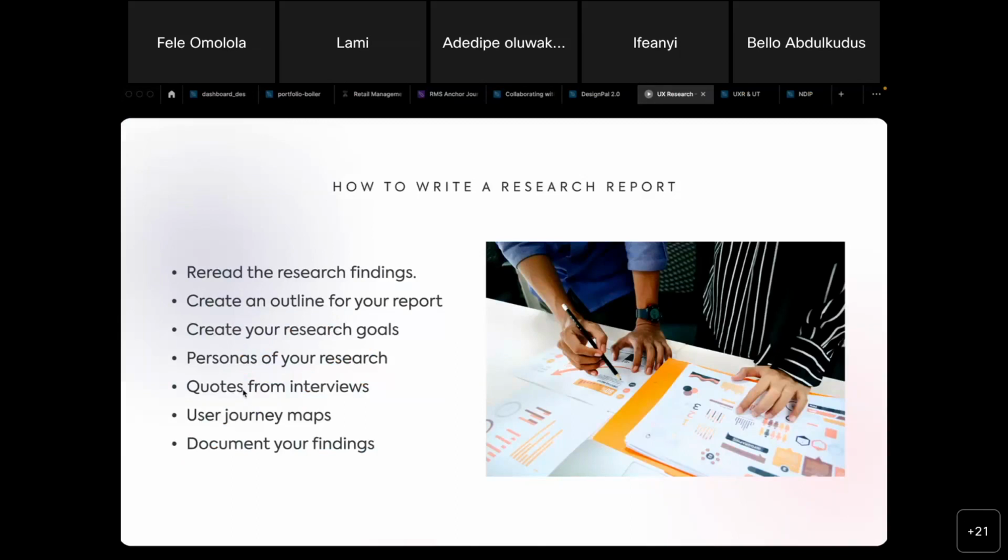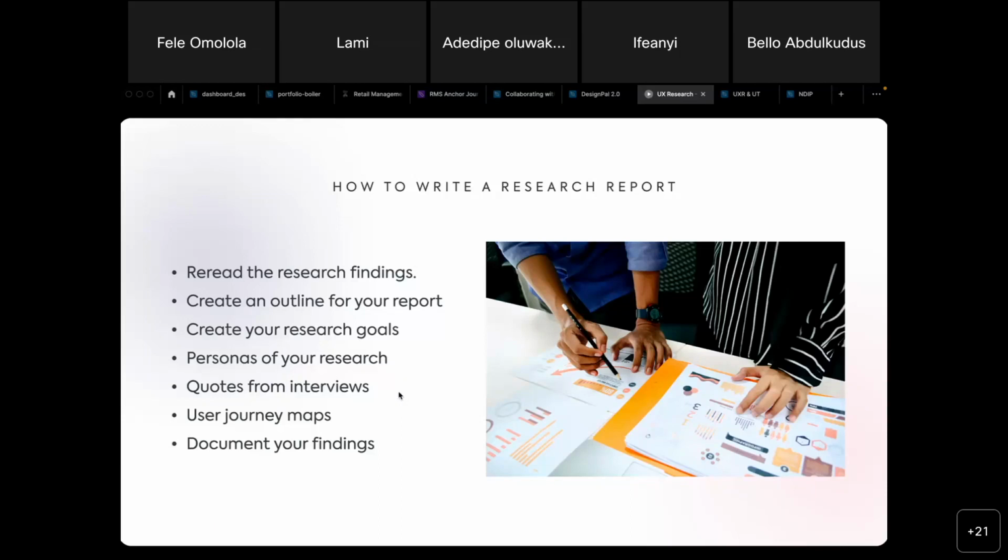So the next one is personas, right? Personas of your research. It's you giving the relevant information about your participants, like the psychological information, the demographic, the biography, the age, the gender, the status. So all this includes the personas of your research, right? It's for you to let your readers know how many testers participated, and also give some demographic detail like age, and why they were chosen. I try to include the reason why I chose these people.